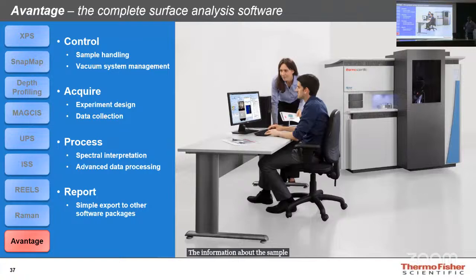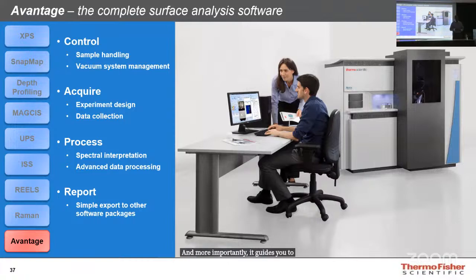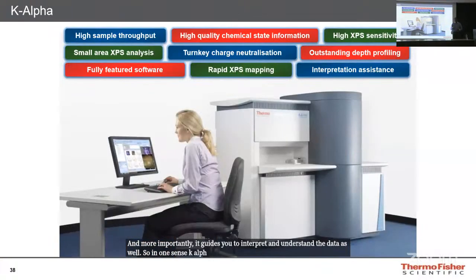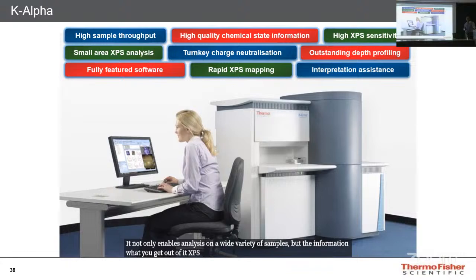And all these techniques, whatever I spoke about today, you are able to record with a single software called Avantage. This Avantage is a single platform which helps you not only to collect data, it helps you to process the data, and more importantly, it guides you to interpret and understand the data as well. So in one sense, K-alpha has been a path breaker instrument, enabling XPS for every single user. It not only enables analysis on a wide variety of samples, but the information you get out of XPS is not only automated, it also helps our understanding of the sample to the next level.